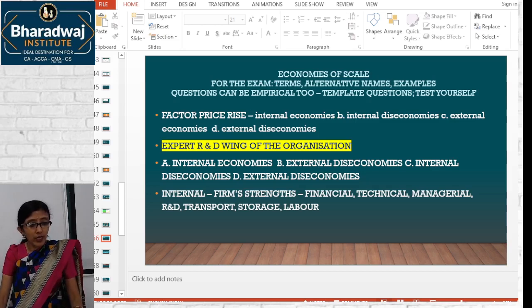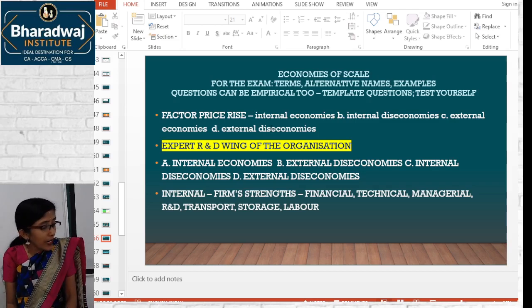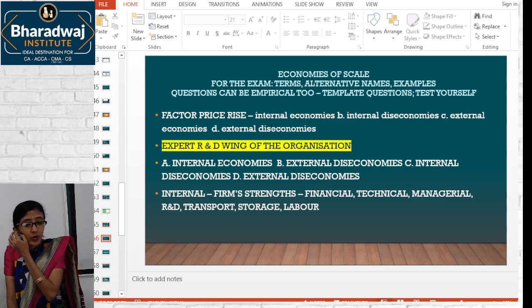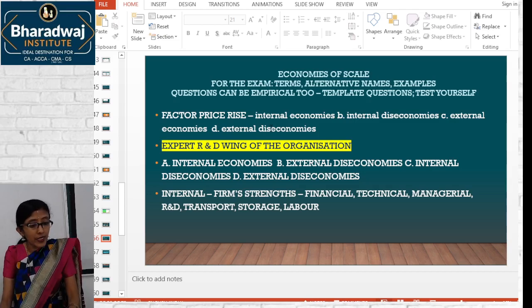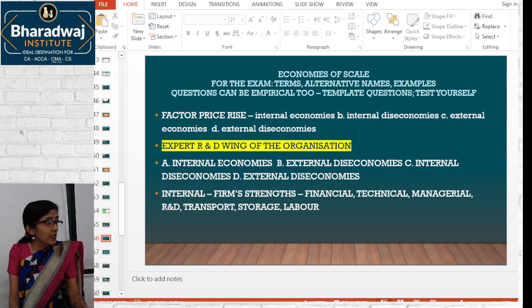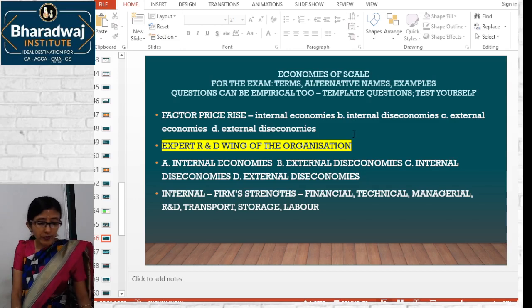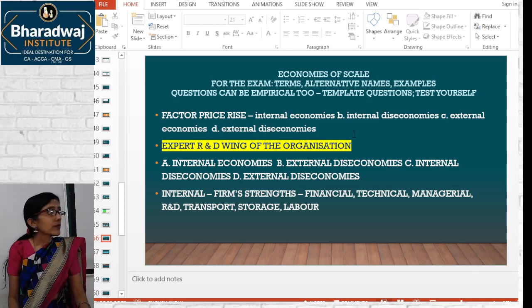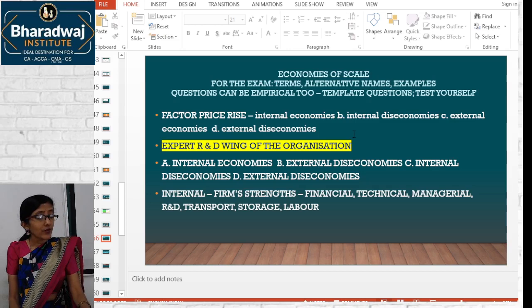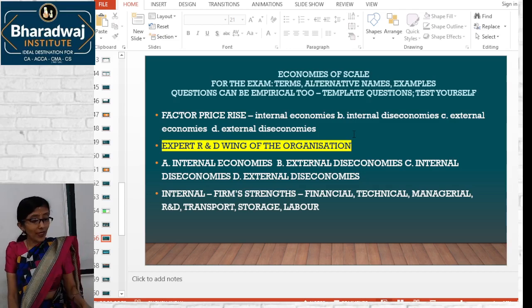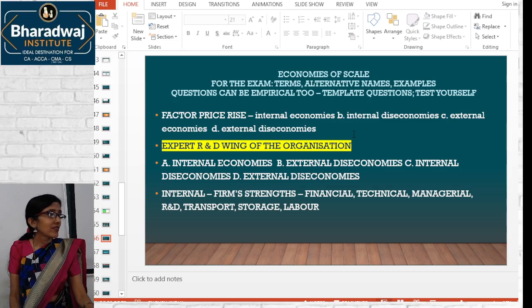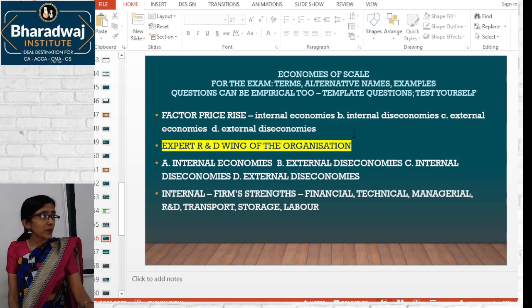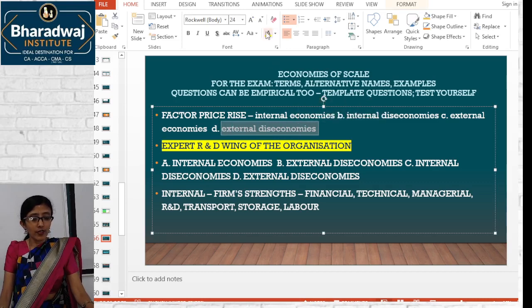Now, please do this question, simple one. Factor price rise, 4 options are there. Internal economies, internal diseconomies, external economies, external diseconomies. Factor price rise would come under which option? Internal diseconomies. Any other option? External diseconomies. What shall I do? Okay, I'll choose external.